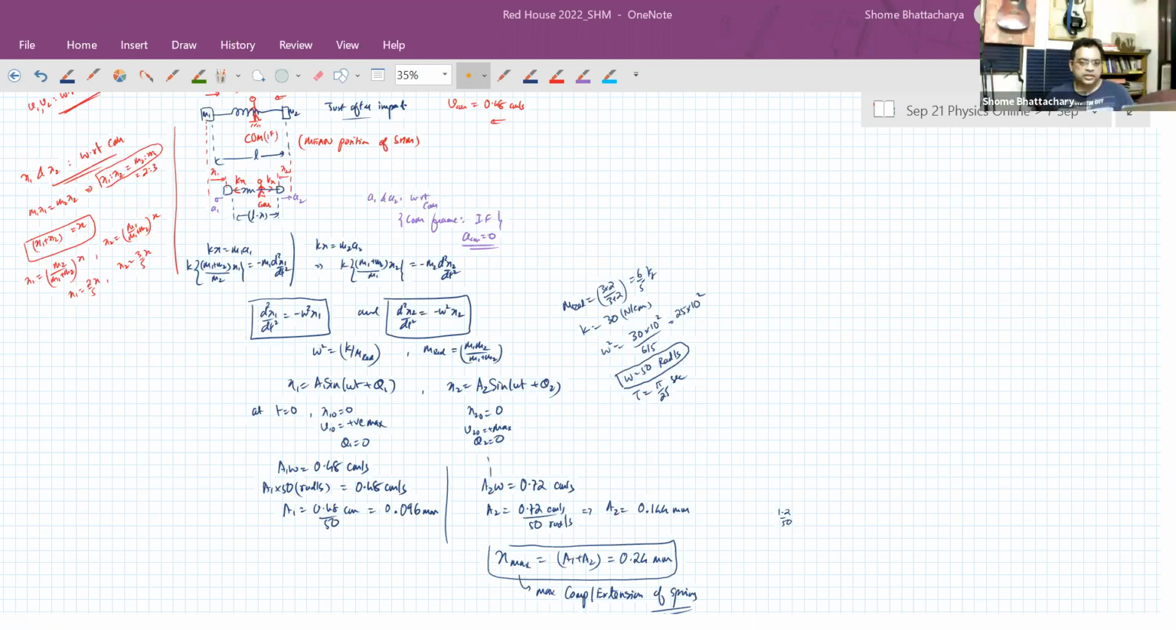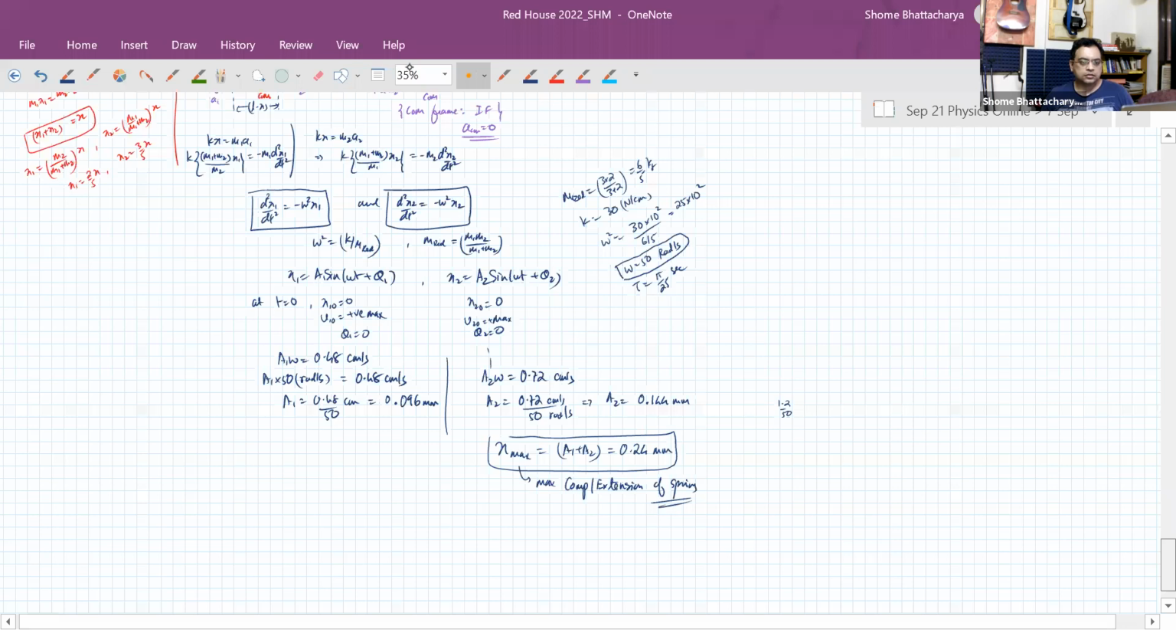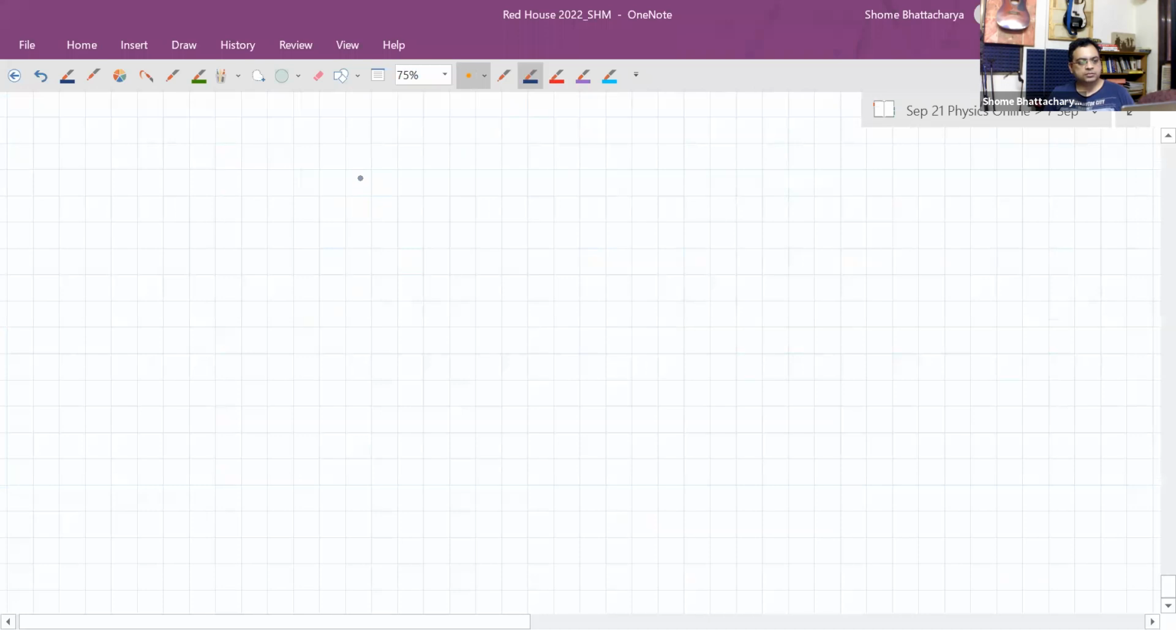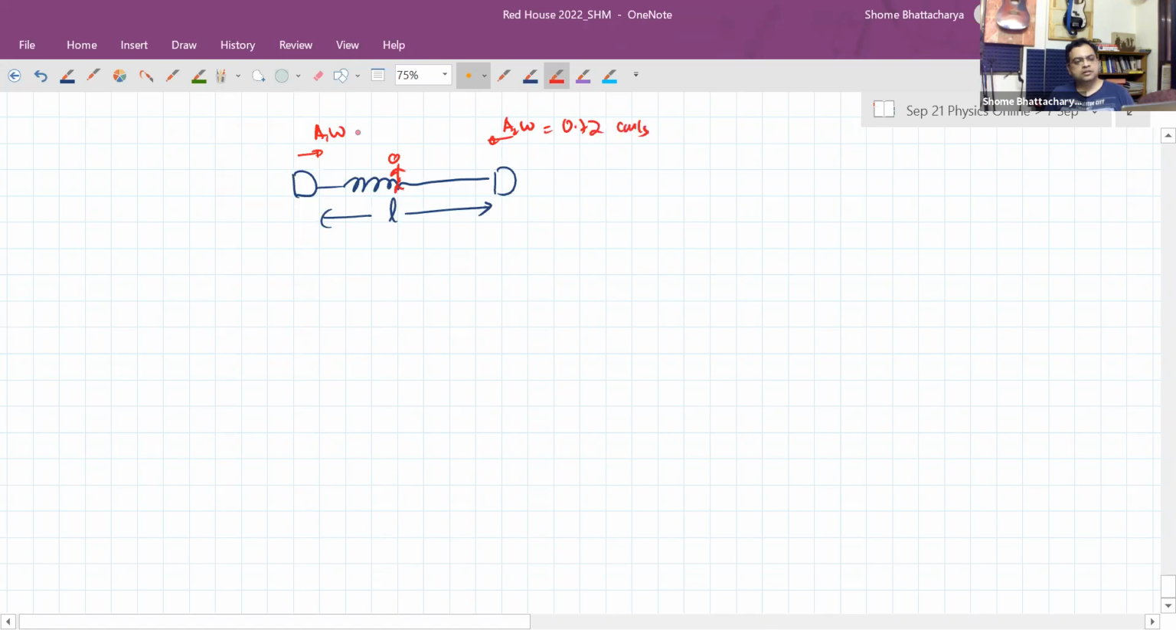Okay, so let us now look at the two extreme situations. One is when the blocks are not at extreme positions, but actually at mean position. When it is like this, in the center of mass frame, this is coming at A1 omega like this, and this is coming at A2 omega like this. So this was 0.72 centimeters per second, and this was 0.48 centimeters per second.